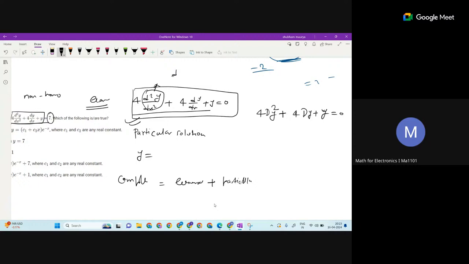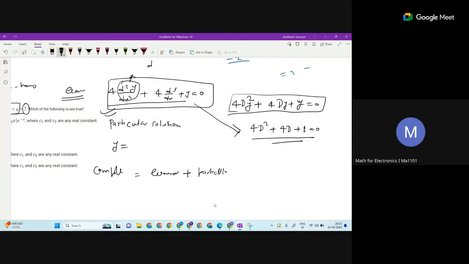You can think this is a quadratic equation. You can think the quadratic equation related to this differential equation is this. Okay, so this is a notation. It's totally up to you how you are notating it. So you can convert this differential equation, or you can think of it this way.